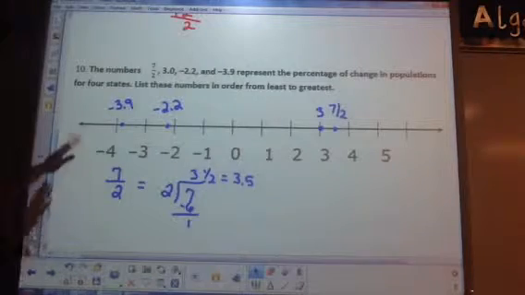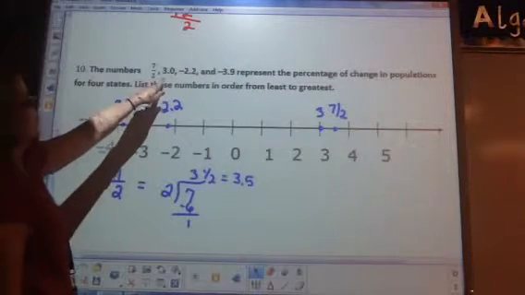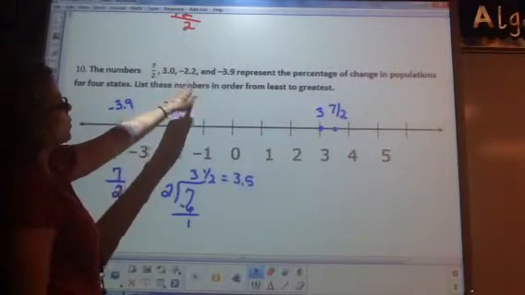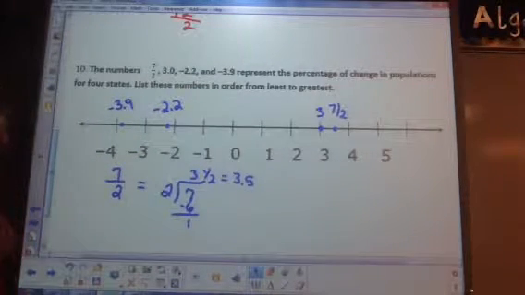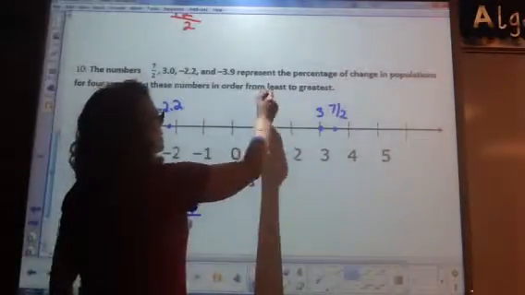Okay, the numbers 7/2, 3, negative 2.2, negative 3.9 represent the percentage of change in populations for 4 states. List these numbers in order from least to greatest on the number line.